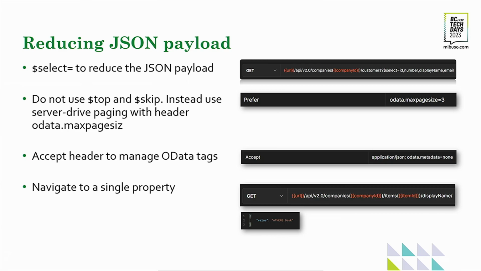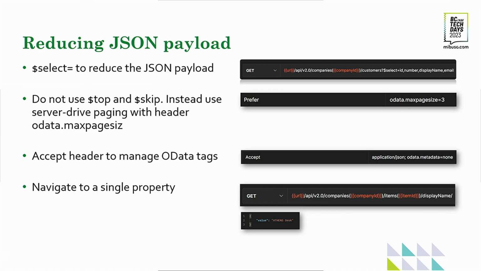With $select, you say, I want only to see this and this and this field, and that also works on the $expand. You can say from the expanded part, I want to see this and this and this field only. If you want to do paging, you should not use $top and $skip, but you should use server-driven paging with the odata.maxpagesize header. That will return the number of records, including a link for the next set of records with the same count. And then repeat and repeat that over and over again until you reach the end of the list.